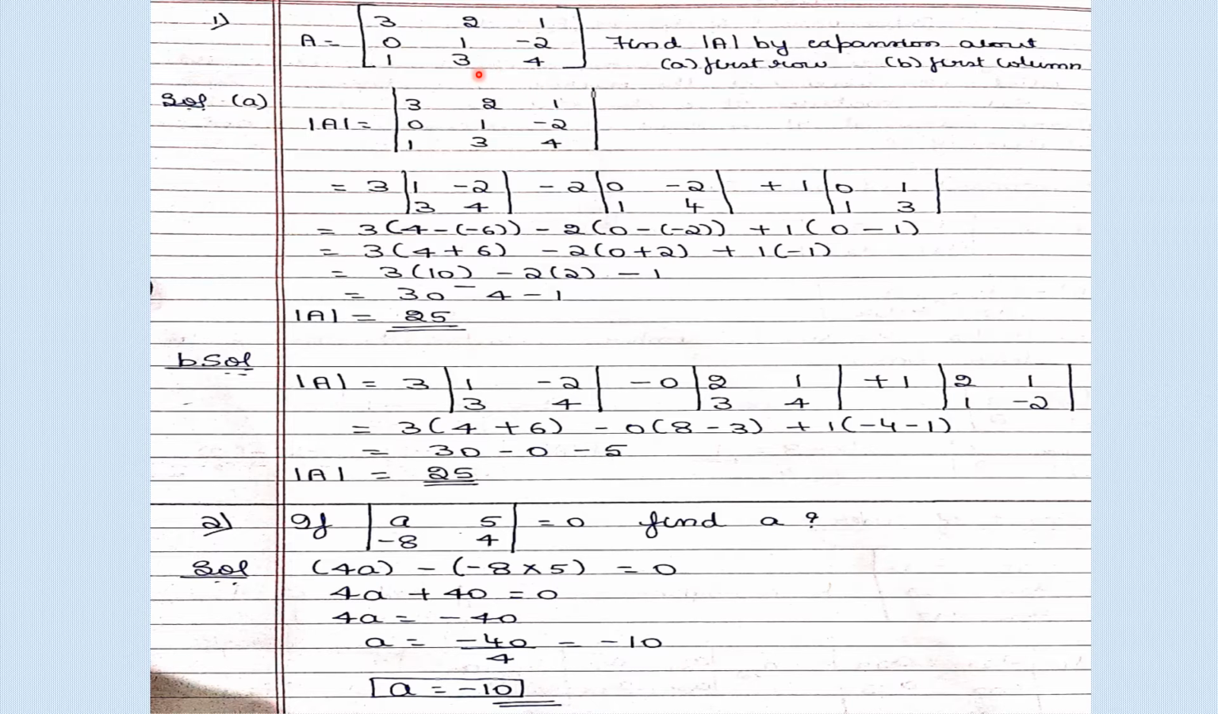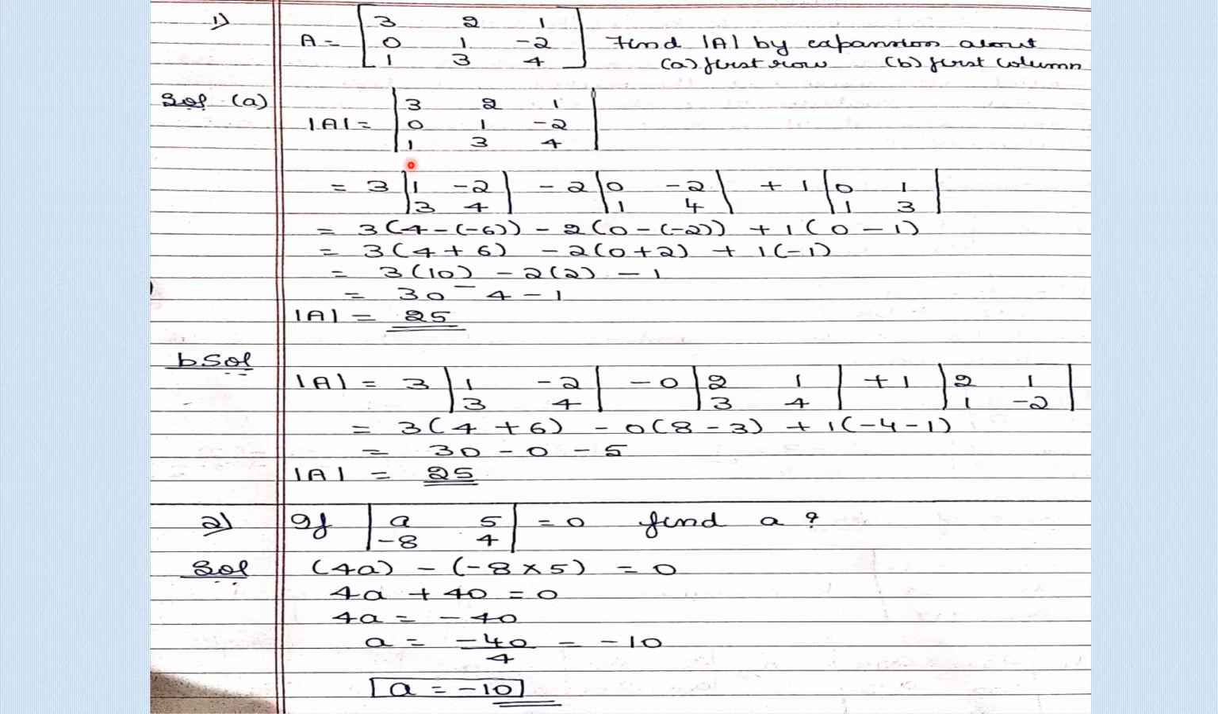Look at a sum. Here you have a matrix A: 3, 0, 1, 2, 1, 3 and 1, minus 2 and 4. You should find the determinant of A by expansion. First you take only the first row; case 2 is taking only the first column. Coming to our rule, the first row is 3, 2 and 1, and the symbols will be plus, minus and plus.